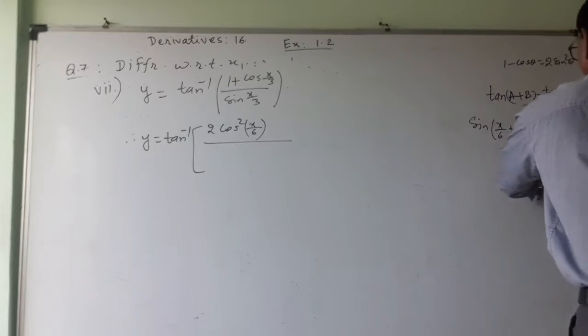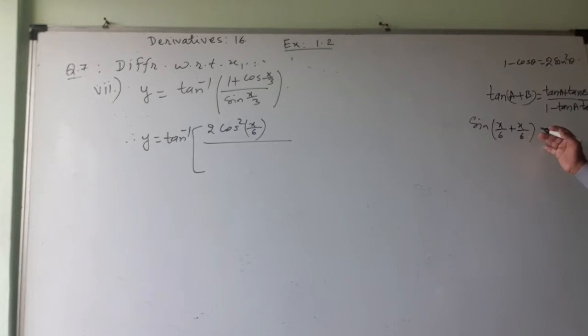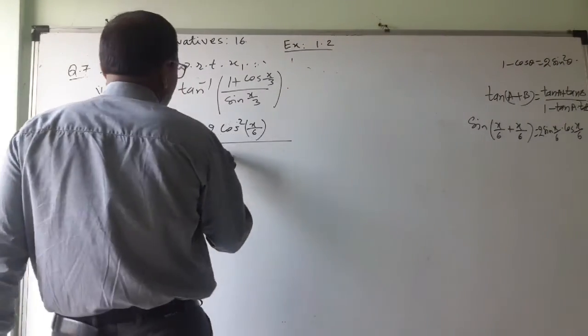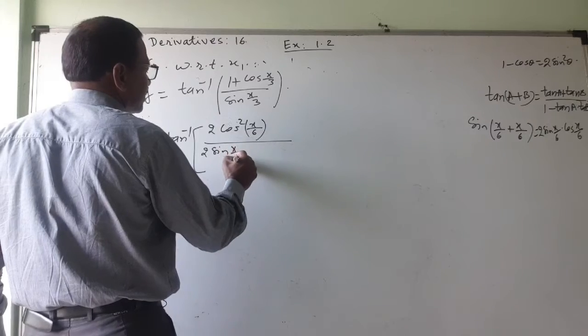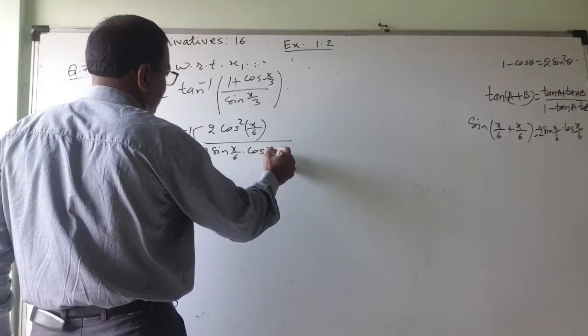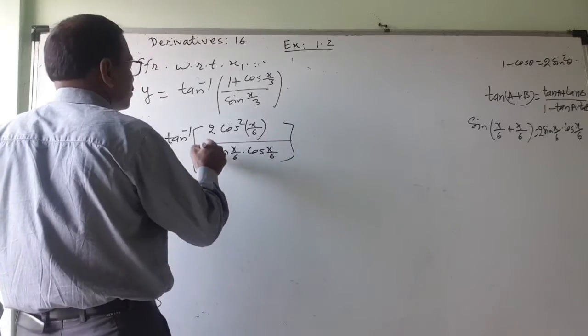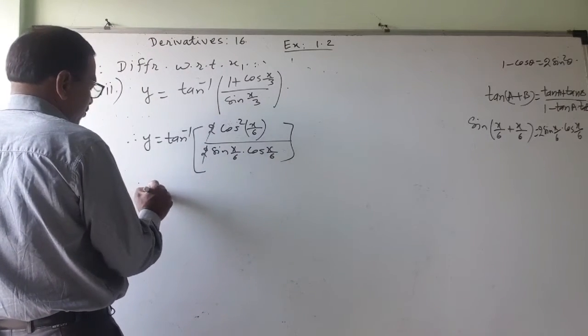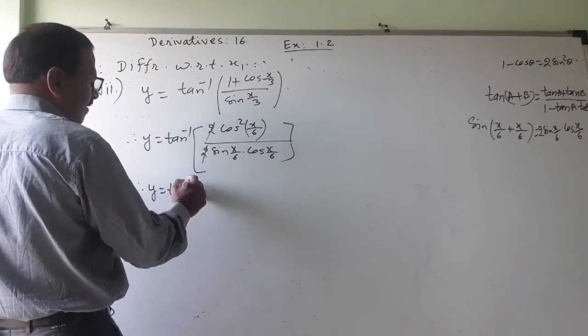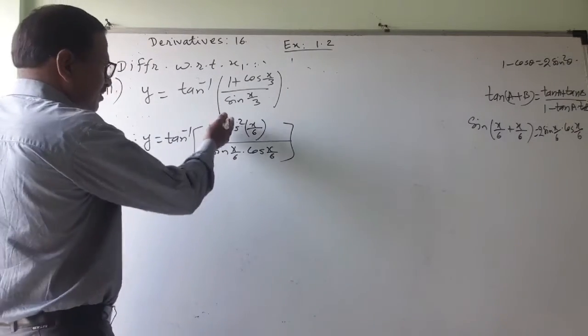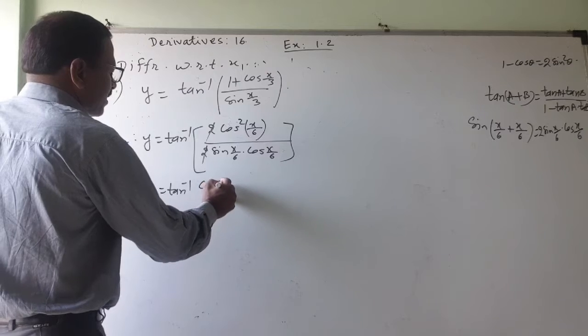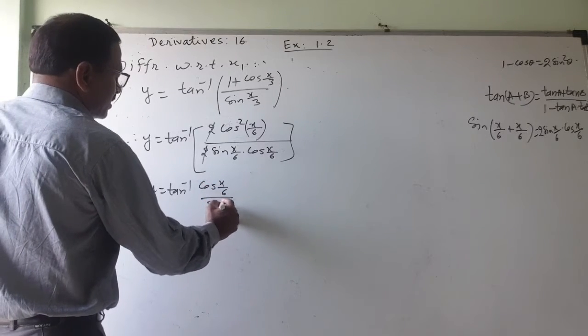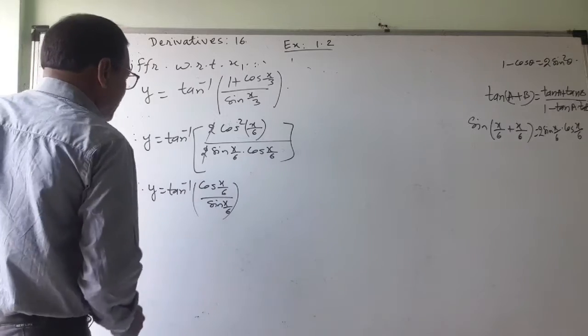So this is sine of x by 6 plus x by 6, which is equal to 2 sine x by 6 into cos of x by 6. Now our angle is matching. So 2 sine x by 6 into cos of x by 6. These two get cancelled. One cos will get cancelled. Therefore, y is equal to tan inverse of one, since one cos gets cancelled, so cos of x by 6 upon sine of x by 6, and that is nothing but cot.